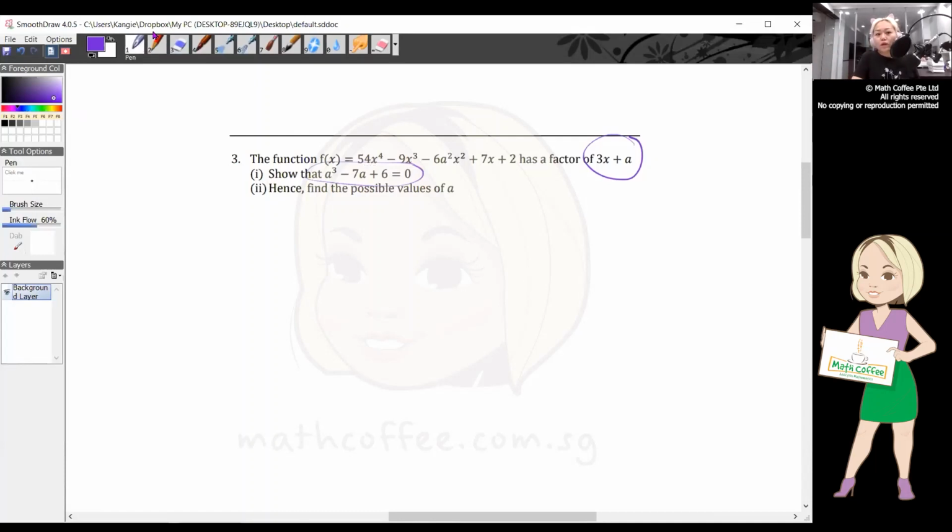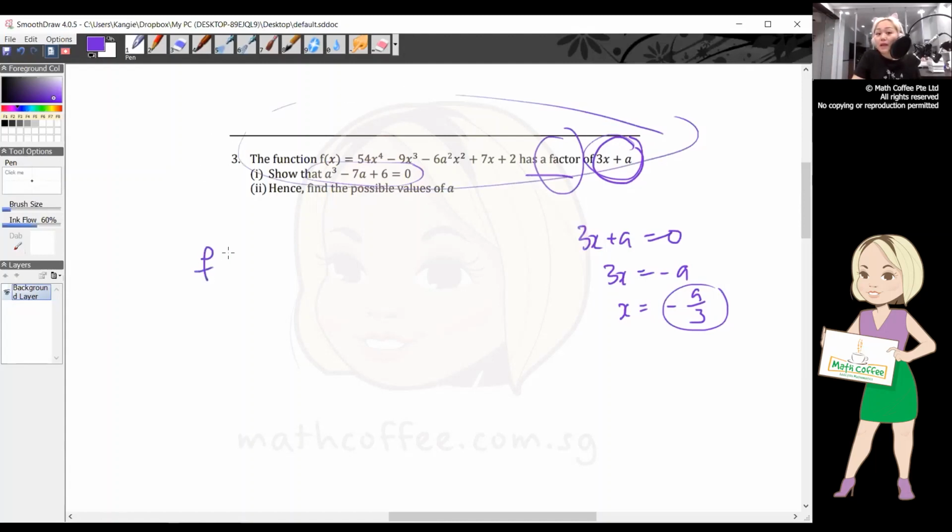So when I read this question, first thing is they say it's a factor of this. So when it's a factor, remember what I need to sub in: just let this be 0. So I put 3x plus a equals 0, 3x equals minus a, so x is equal to minus a over 3. In other words, I need to sub minus a over 3 inside. And since it's a factor, based on this first sentence, they tell me that f of minus a over 3 is equal to 0. This is the information they give me. So usually I like to write given. Then I work along this information. So let's find f of minus a over 3.